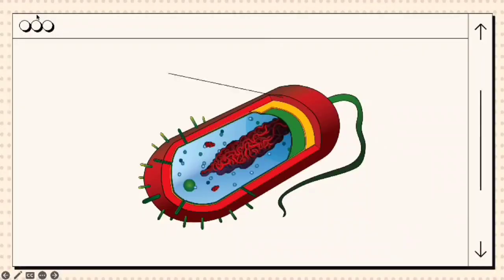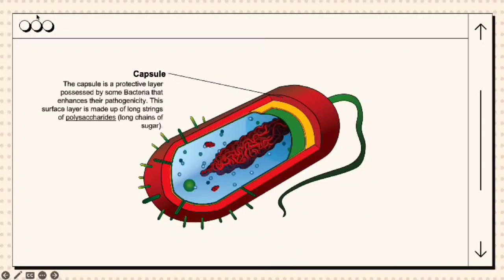First, capsule. The capsule is a protective layer possessed by some bacteria that enhances their pathogenicity. The surface layer is made up of long strings of polysaccharides, long chains of sugar. Depending on how well this layer is stuck to the membrane, it is called either a capsule or, if not well adhered, a slime layer. This layer enhances pathogenicity by acting as an invisibility cloak. It hides the cell surface antigens that white blood cells recognize.